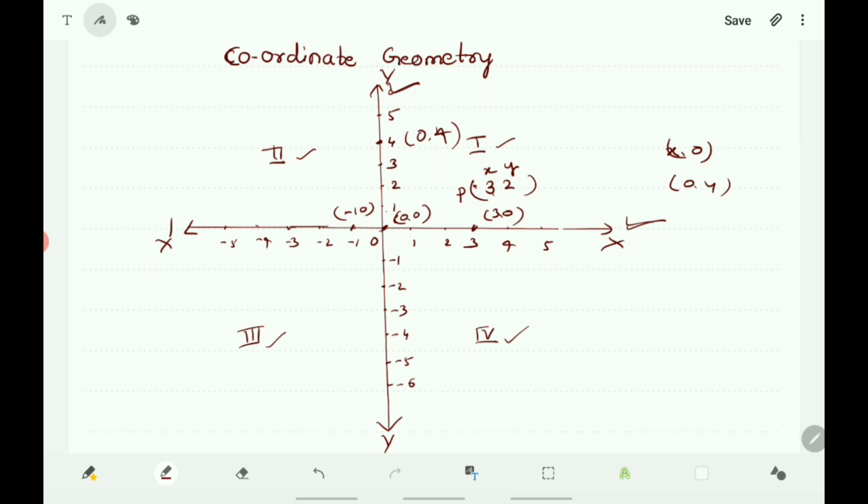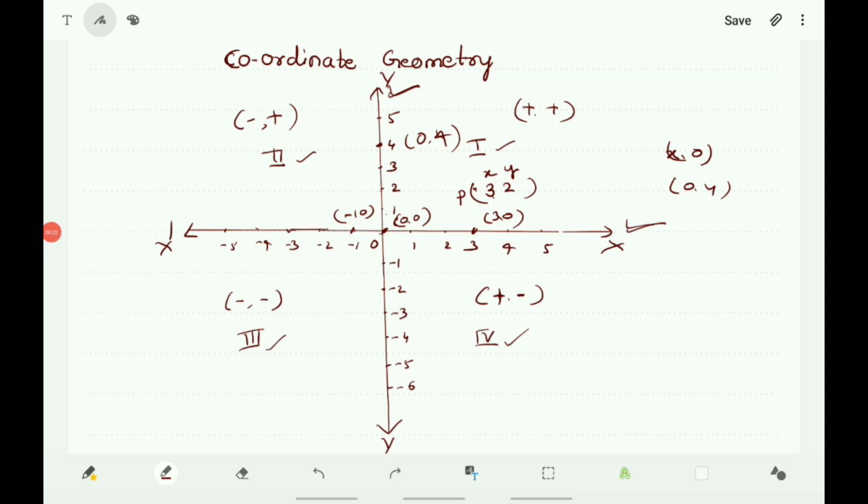And the coordinates of the points are of the form (+, +), (-, +), (-, -), (+, -). You know that in the first quadrant, both x and y are positive, plus, plus. And in the second quadrant, x is negative, y is positive, that is minus, plus. In the third quadrant, both x and y are negative, so it is minus, minus. And in the fourth quadrant, here x is positive and y is negative, that is plus, minus. This is about the sign of the coordinates in first quadrant, second quadrant, third quadrant and fourth quadrant.